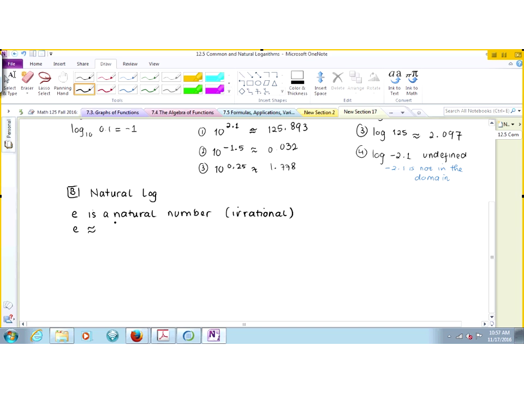The value of E is approximately, you have your calculator, you have an E there. It's 2.71828, and so on. Since it's an irrational number, the decimal never stops and never repeats, like pi. Irrational numbers like pi, square root of 3, square root of 7, those are all irrational numbers. So E is just a number between 2 and 3.